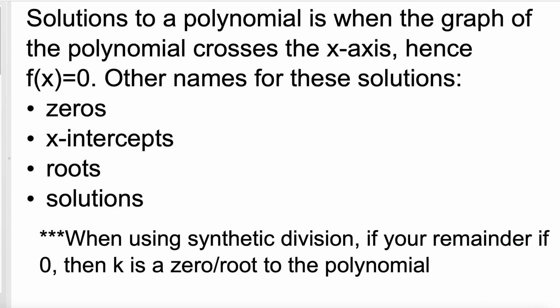Okay, so just as a reminder, solutions of a polynomial are where they cross the x-axis, which is when y, or f of x, is 0. Other names for these are your zeros, your x-intercepts, your roots, your solutions. So synthetic division helps us find these, and they are solutions if the remainder is 0. Whenever you do synthetic division and you get a remainder of 0, then that particular binomial, or value, is going to be a solution to your problem.